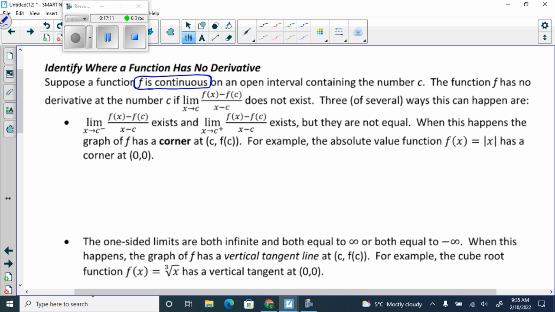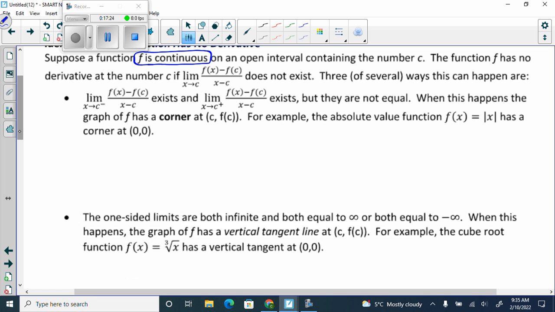Are we saying continuous in regards to one point, because you can have parts that are continuous and other parts that aren't? Continuous at a point. Okay, so it'll specify at that point. Okay, yeah, that makes sense. I thought you meant the entire graph.